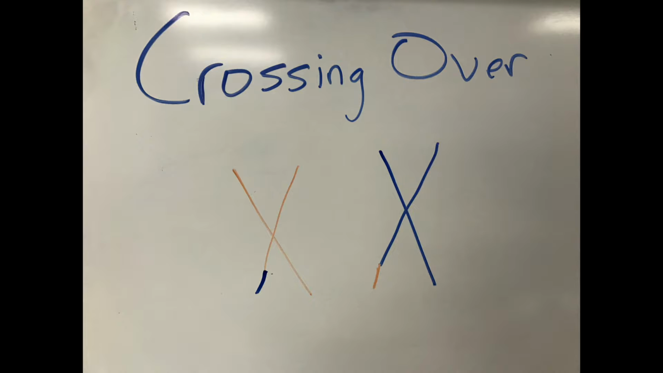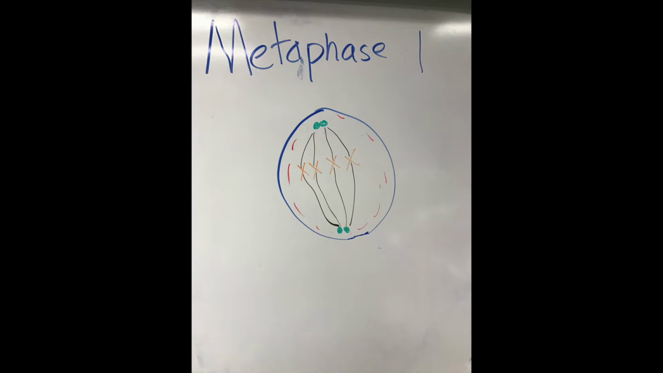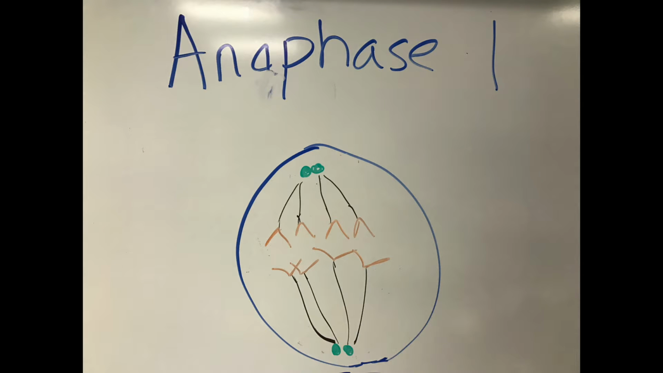This is when genetic material is shared between chromosomes, causing variation in offspring, while mitosis produces identical offspring. The next three stages are pretty much the exact same as mitosis. Following prophase 1 is metaphase 1, in which chromosomes line up in the middle of the cell attached to spindle fibers. Next is anaphase 1, where sister chromatids are separated and pulled apart by spindle fibers.